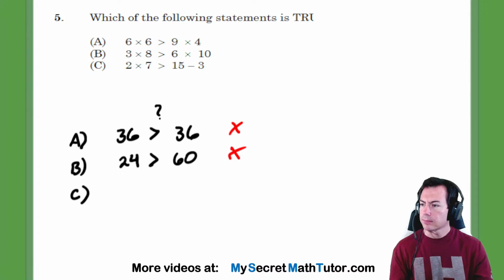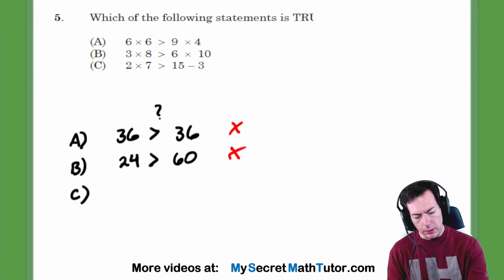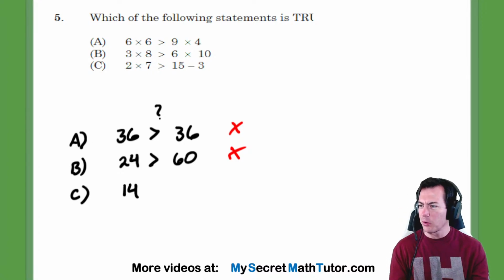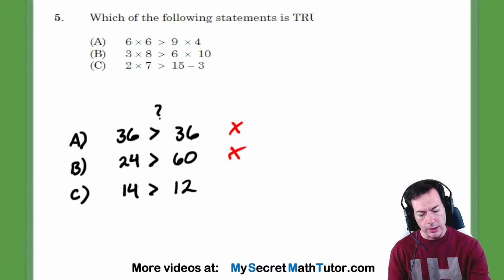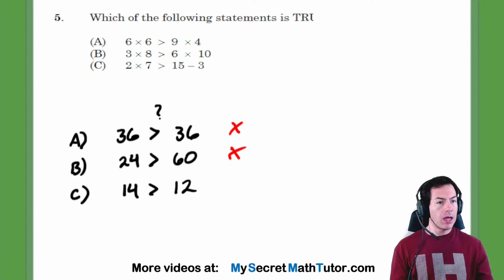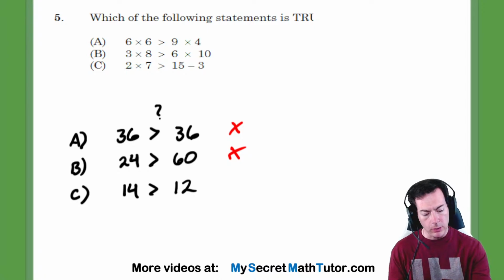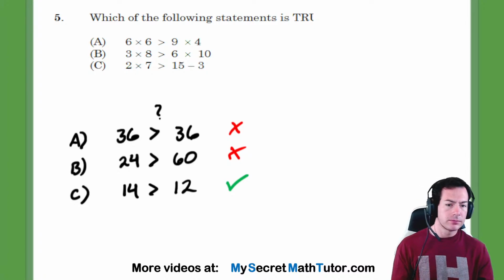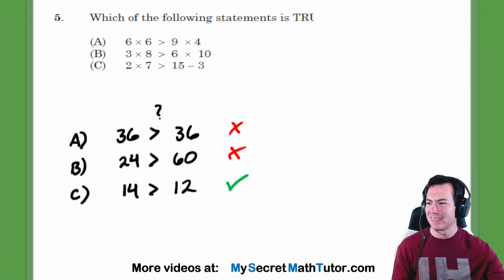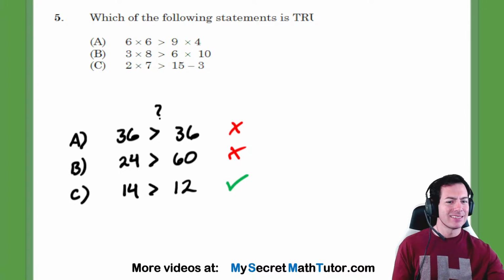Option C. 2 times 7 is 14. Is that greater than 15 minus 3? Is that greater than 12? And yeah, that one actually is true. 14 is bigger than 12. So sure, we'll go ahead and mark that one. That is the correct option for this. Cool.